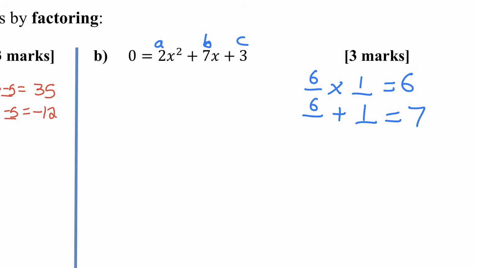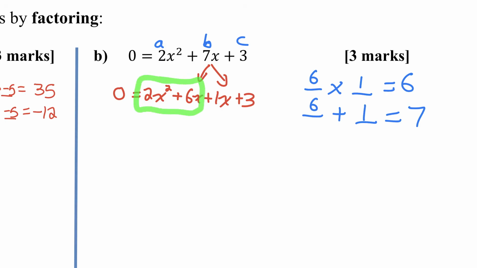But what we have to do with those two numbers is we have to split the middle term into a sum of 6x and 1x. And now we factor by grouping. I look at the first two terms and notice I could take out a common factor of 2x.